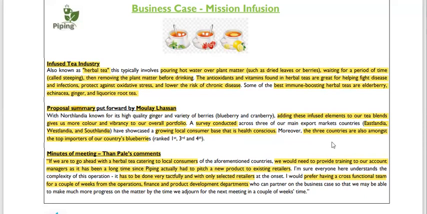Moreover, the 3 countries are also amongst the top importers of our country's blueberries. So since they are importing blueberries from our country, Mole is saying we can simply end up selling infused teas to them. Okay. So meeting minutes are provided, and Tan Pale is commenting, if we are to go ahead with a herbal tea catering to local consumers, we would need to provide training to our account managers as it has been a long time since Piping actually had to pitch a new product to existing retailers.